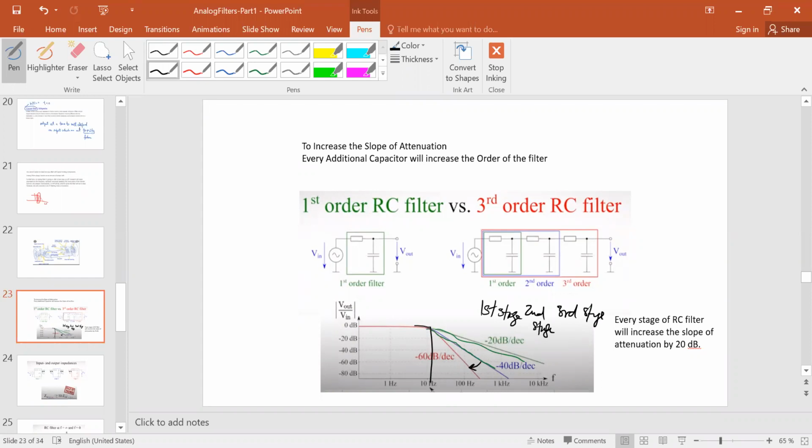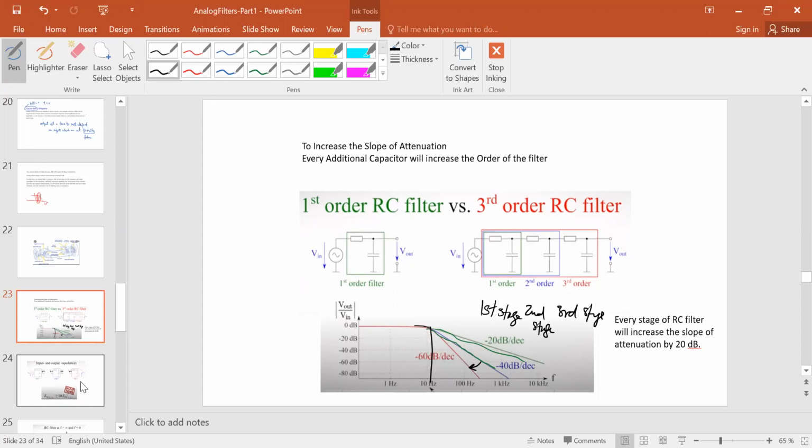Every time we add a new stage, we are getting like minus 20 dB per decade to minus 40 dB per decade, then minus 60 dB per decade. So that is how we are really increasing. Minus 60 dB per decade is a much better filter because it is closer to the ideal behavior, but we pay a price for it because we have more stages.